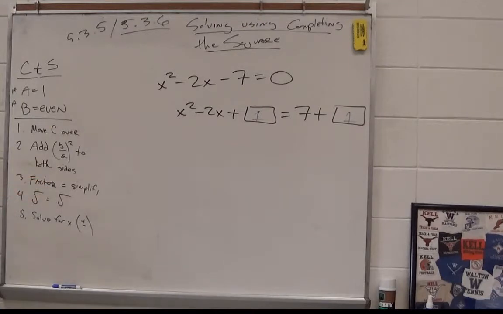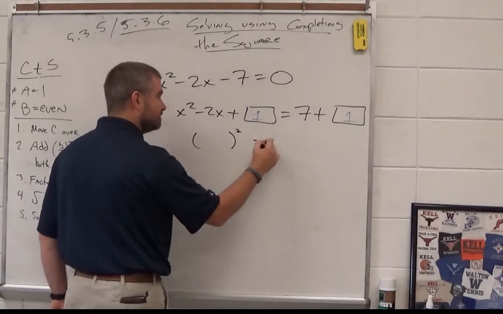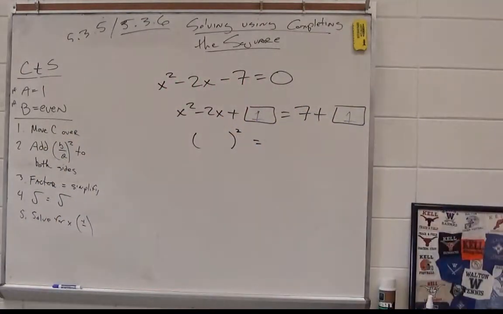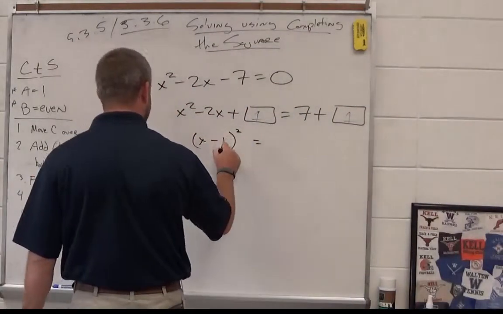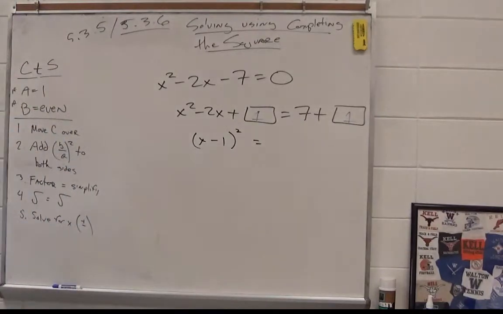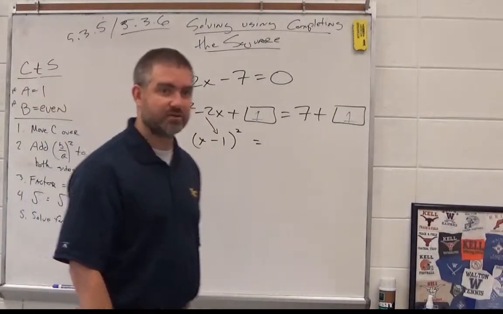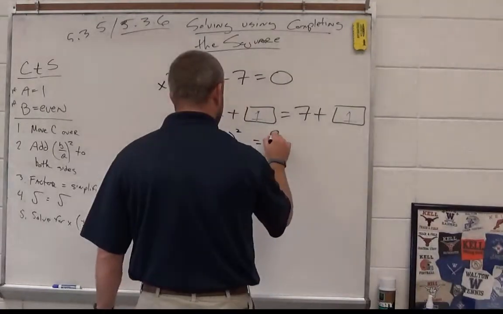All right, now what? What does the left-hand side factor into? What does the right-hand side simplify into? X minus 1 squared. Very good. How'd you get that so fast? Why is it minus 1? Because half of this value goes right there, and that's what it factors into. What about the right-hand side? What's 1 plus 7? 8. So 8 goes right here.